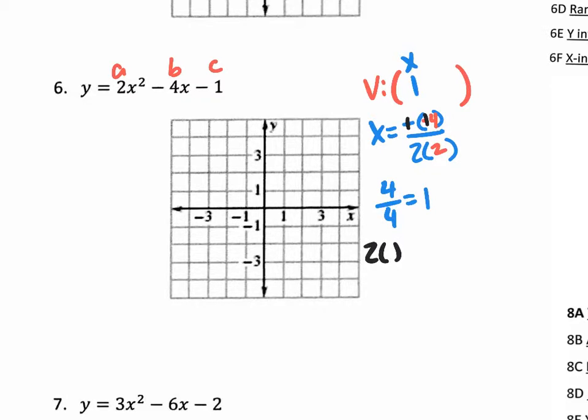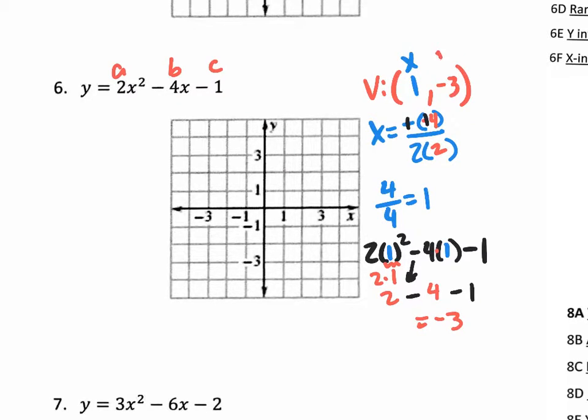So we have 2x squared minus 4x minus 1, and I am plugging in a 1 right there. Doing the math, 1 squared is 1, 2 times 1 is 2, 4 times 1 is 4. Let's not forget about the minus sign that comes down. There's also a -1. 2 minus 4 is -2. -2 minus 1 is -3. So 1 comma -3, that's the y value. That's our vertex. That's the most important point.